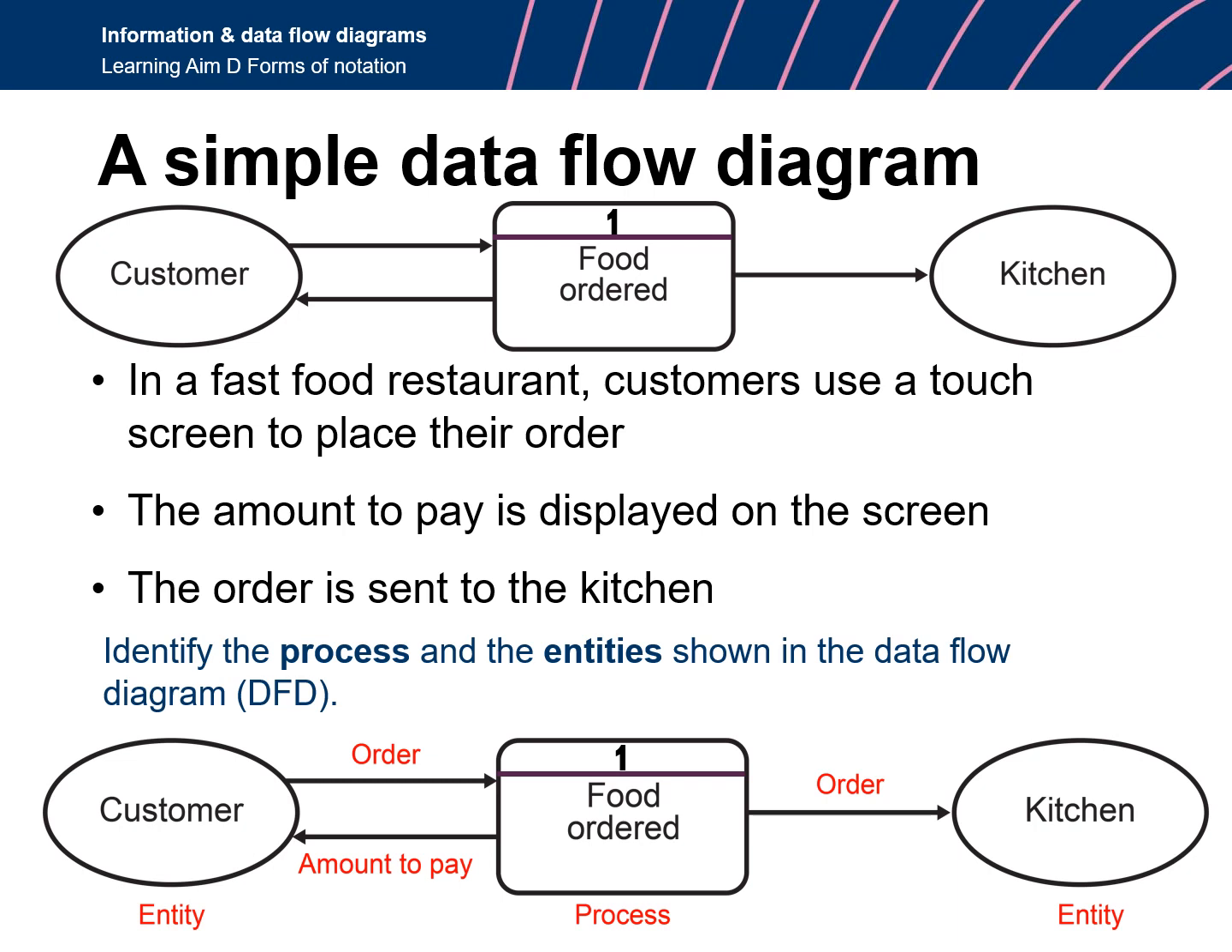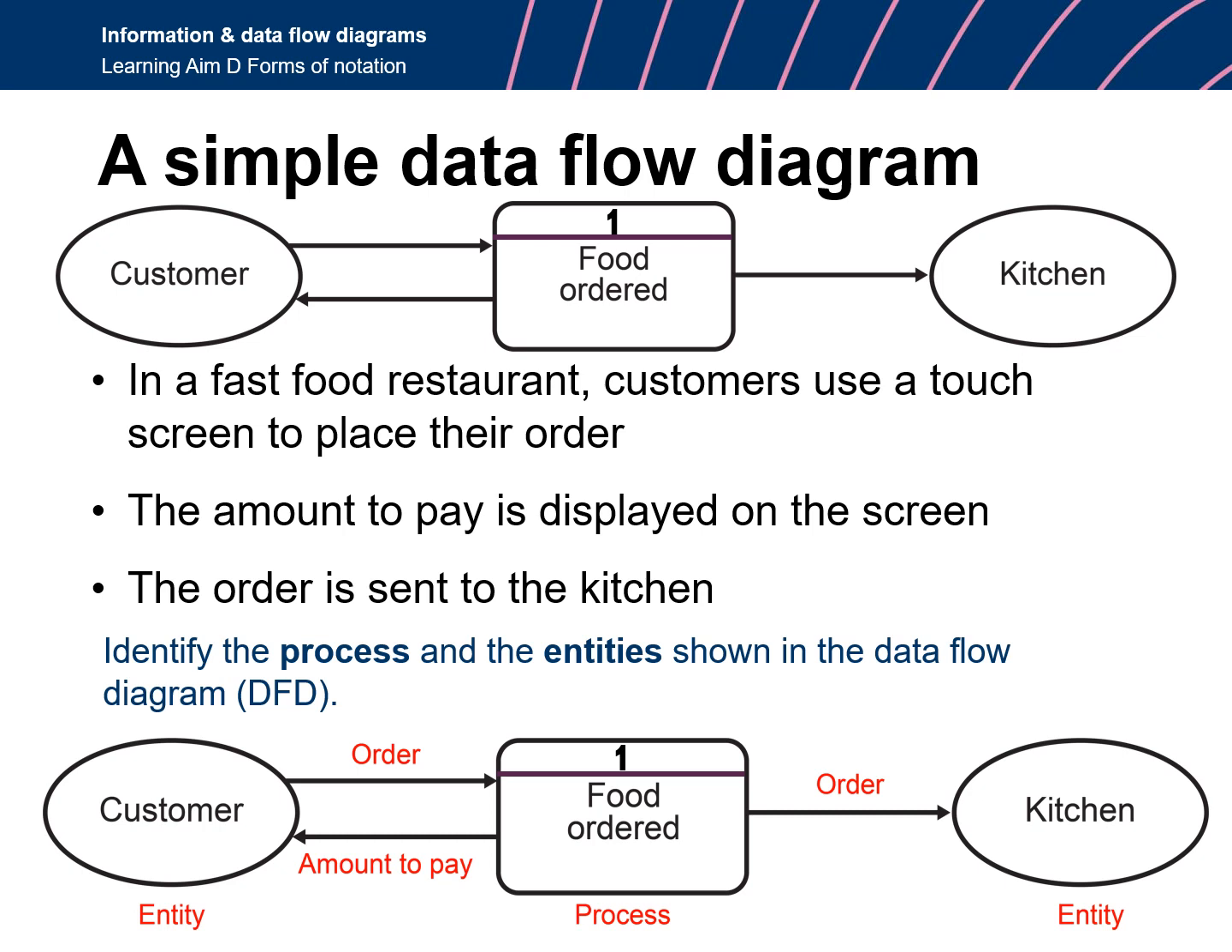Hopefully you identified that the food being ordered is the process, because the customer would enter the data and that order would be completed in the processing part. The entities would be the customer and the kitchen, as they are two groups of people.